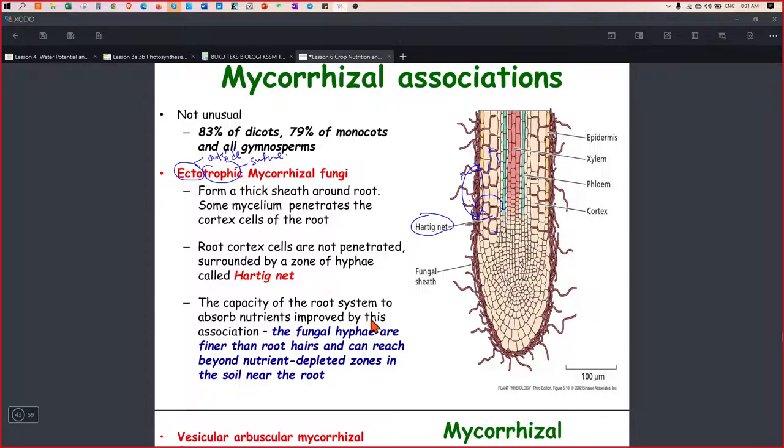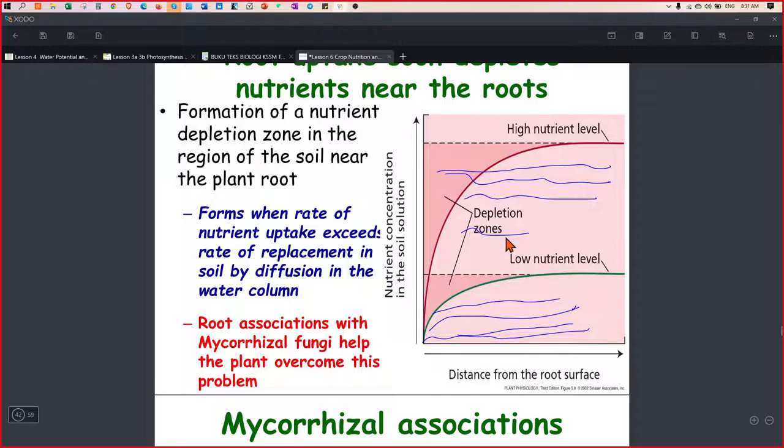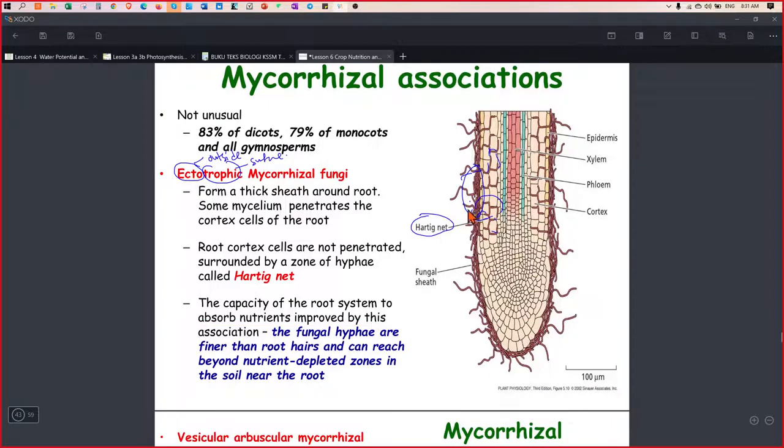Okay, so what's the value of having this kind of mycorrhizal association? The fungal hyphae here are finer than the root hairs. So they can reach beyond nutrient depleted zones in the soil near the root, meaning the regions where the roots are not able to reach, the hyphae of the fungus can do the job instead.